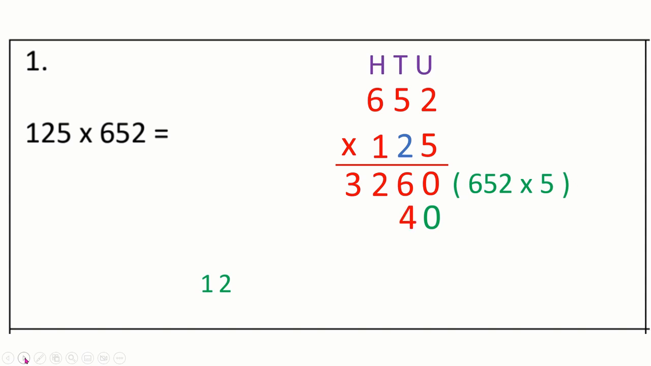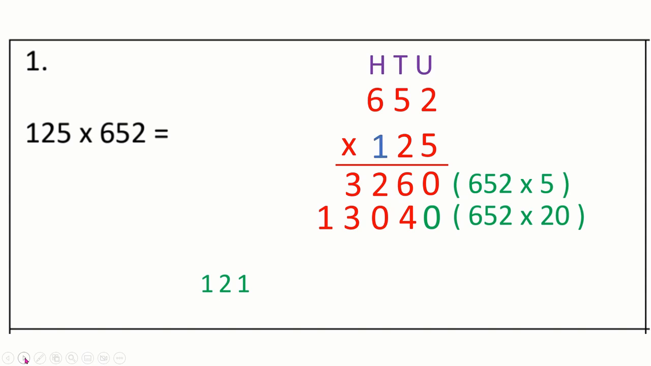2 times 2 is 4. 5 times 2 is 10. Put down the 0, carry the 1. 6 times 2 is 12, plus the 1 you're carrying is 13. So 13,040, that's the answer to 652 multiplied by 20.